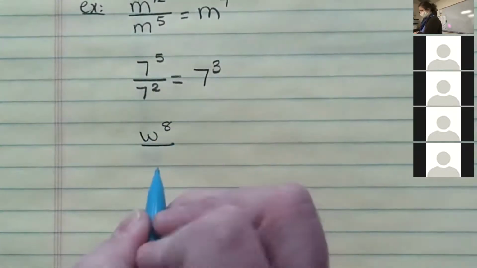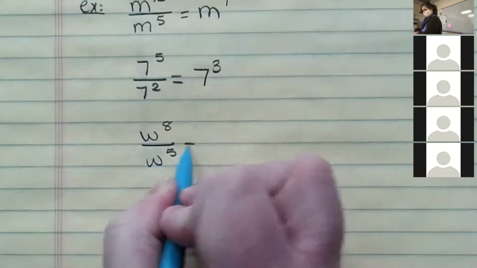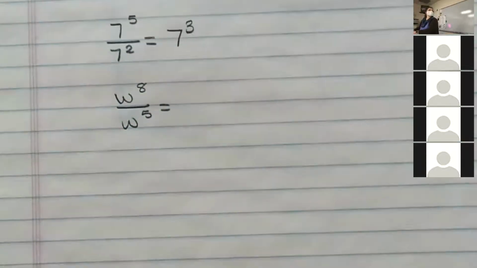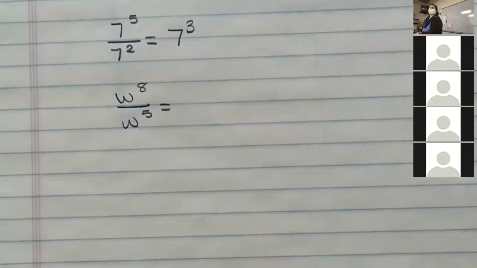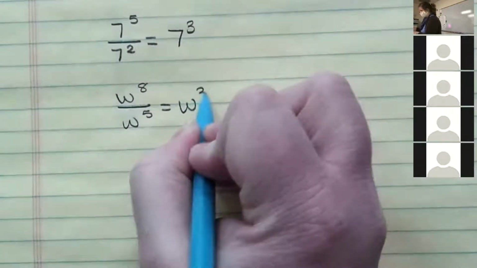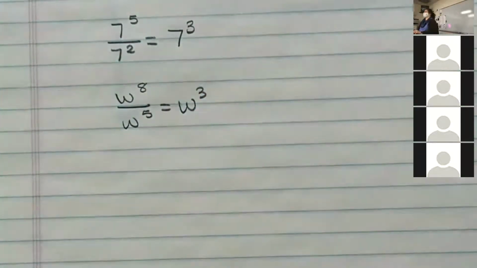W to the 8th over W to the 5th. What do we got? W to the 3rd. Good. Okay, so far so good, right? All right.